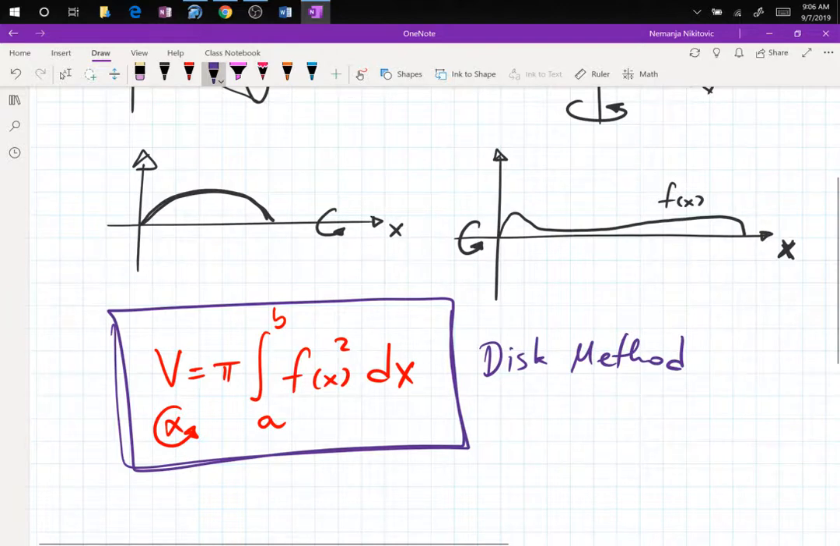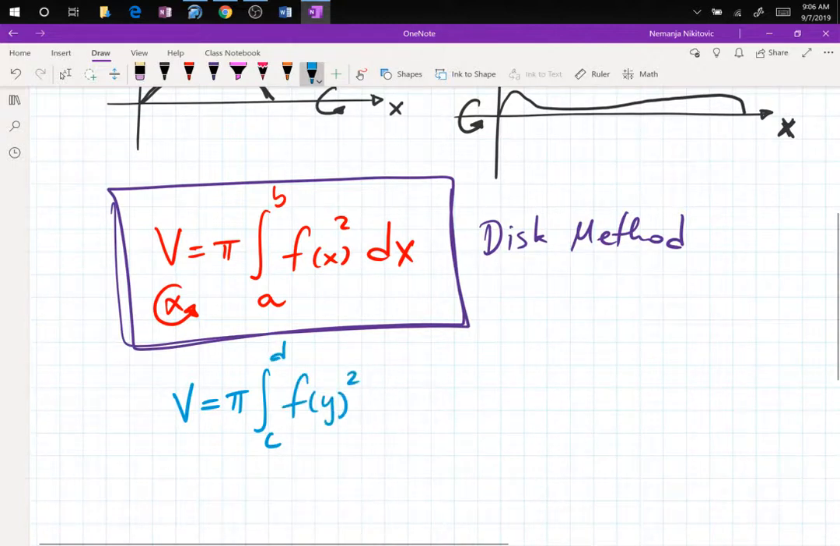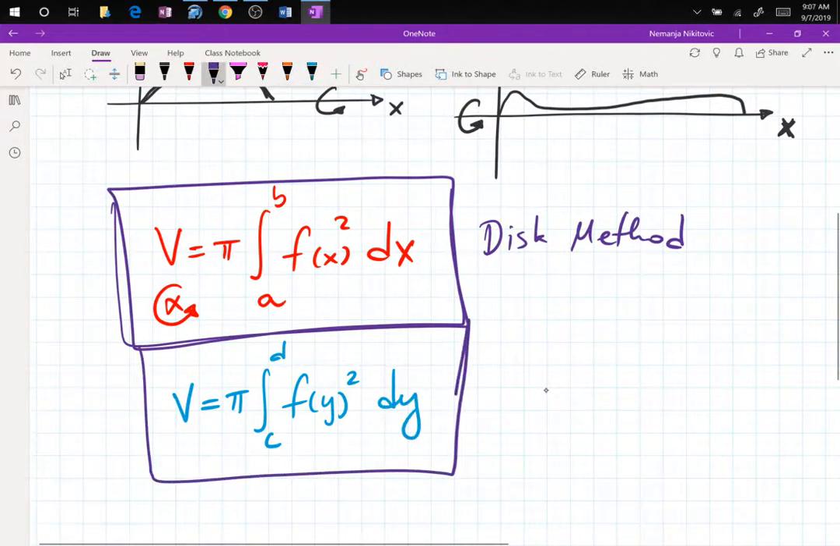For rotation around x. And immediately I am going to write the rotation around y. So here's the blue companion: pi integral from c to d, because these are now y limits, of f of y squared dy. So these two formulas together, it's the same formula. One is in the x direction, the other one is in the y. So I need over here y with the arrow around it, signifying that we are rotating around the y-axis.